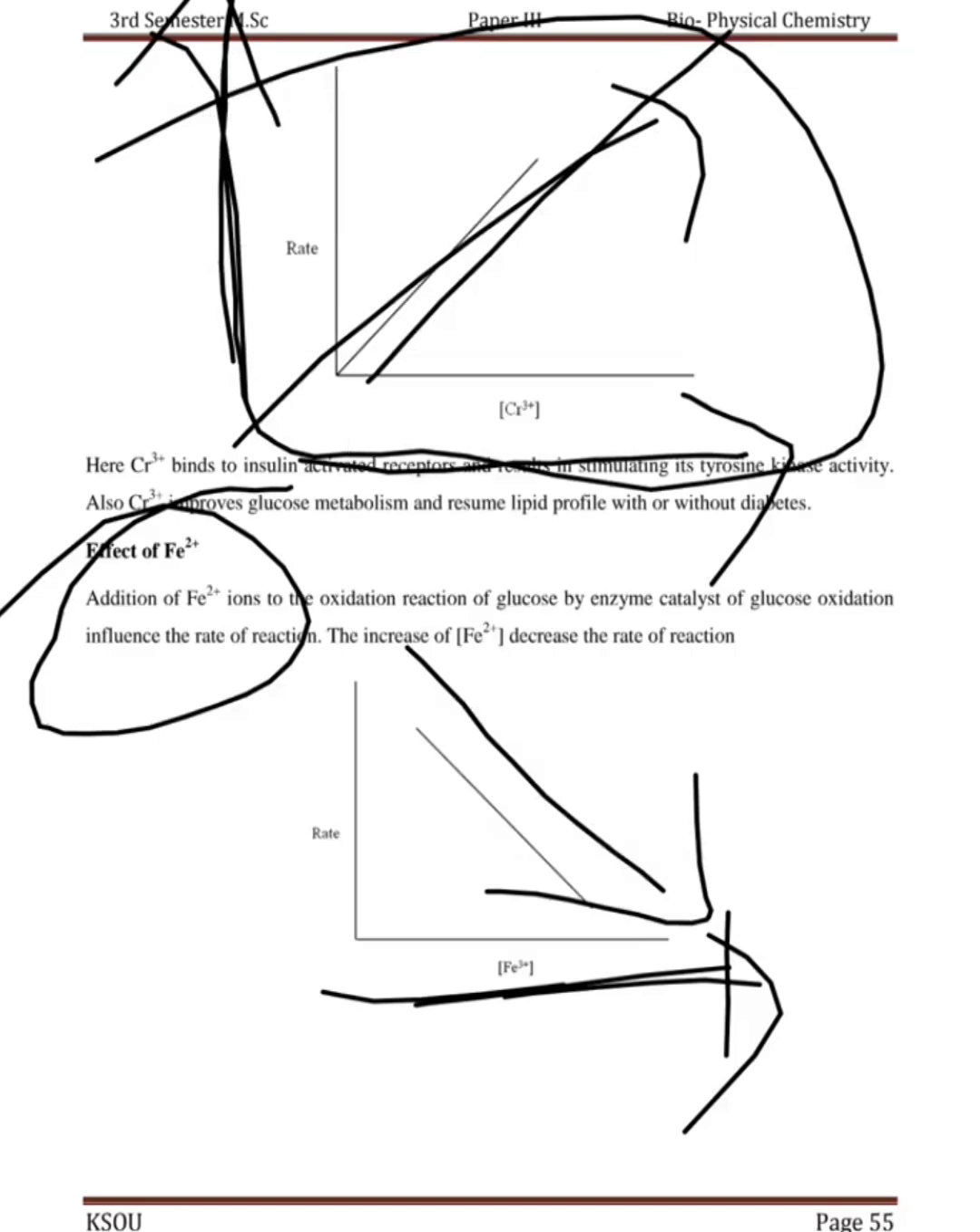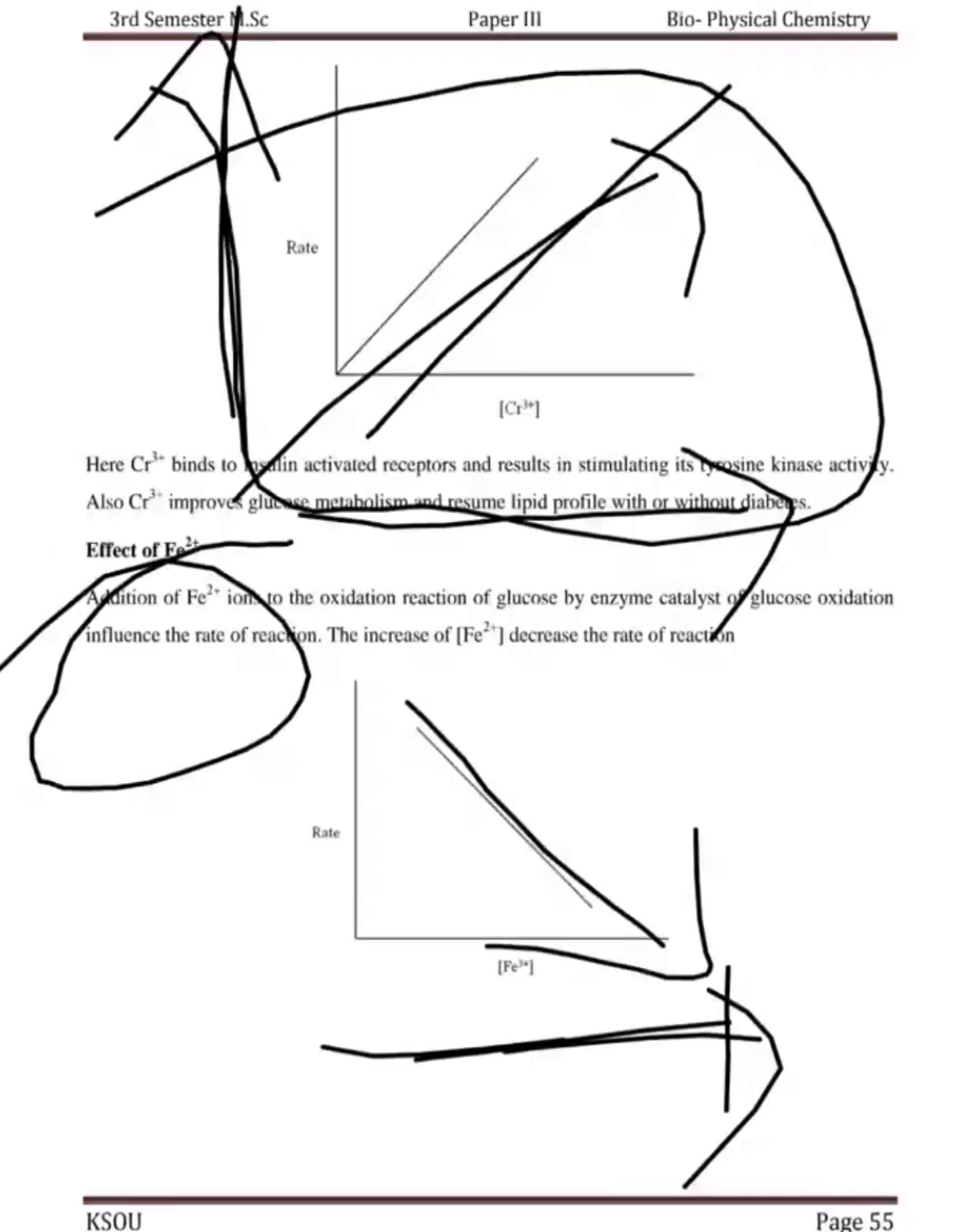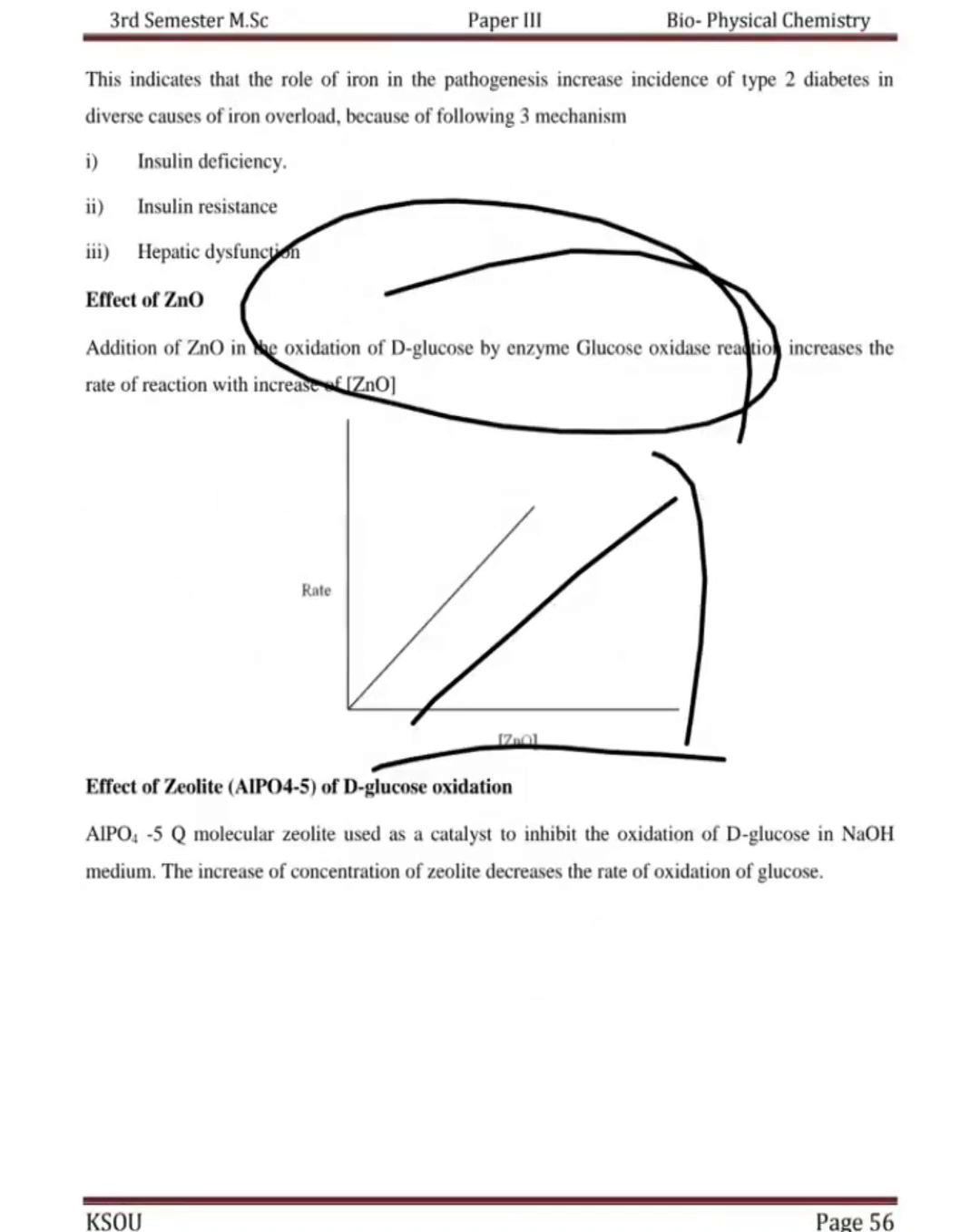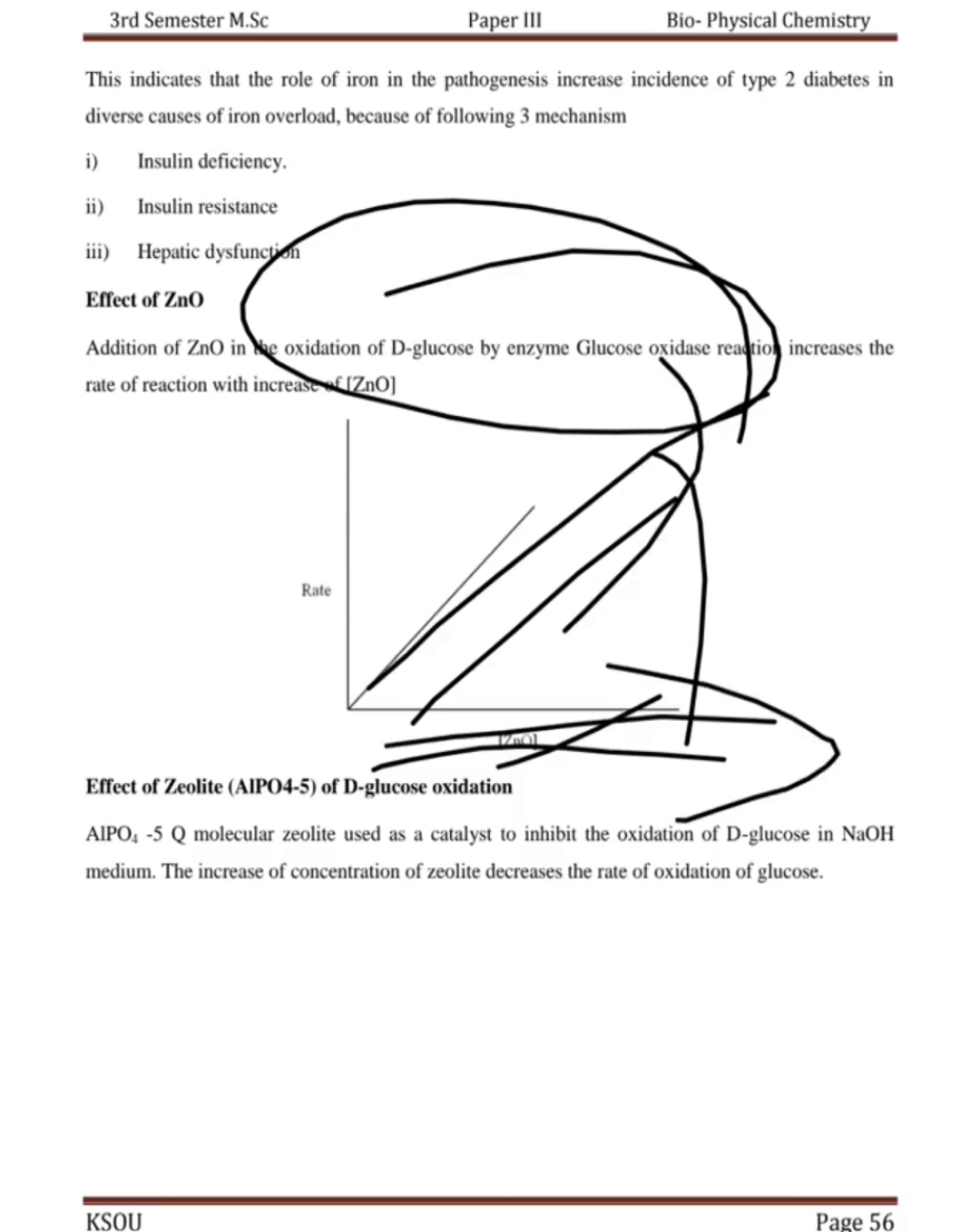And what are the advantages of Fe2 plus ions, where can it be used? In insulin deficiency, when the insulin is very low and acts as insulin resistance. And hepatic dysfunction, which is nothing but acute liver failure, or mild liver failure. And also coming to zinc oxide, as the concentration of zinc oxide is increased, the rate of reaction also will be increased.